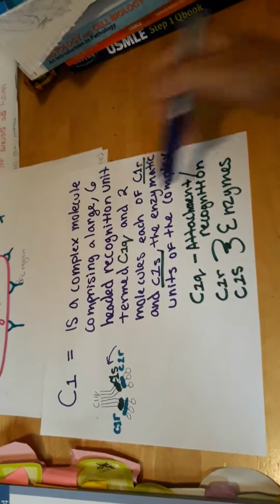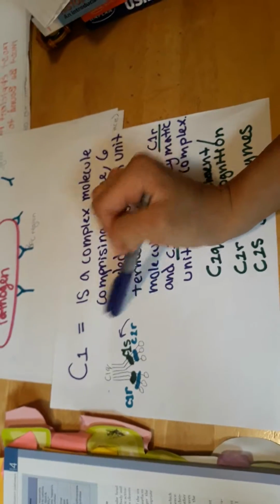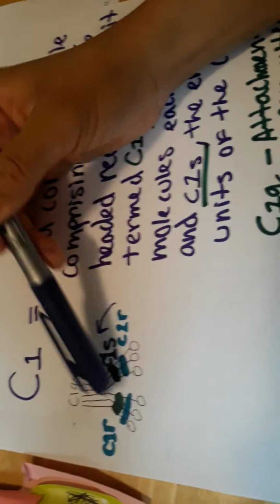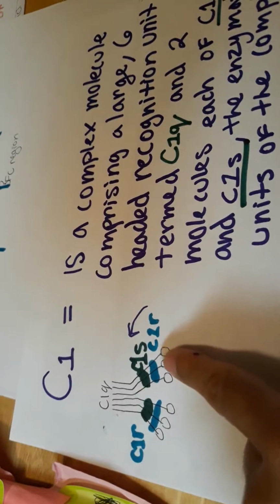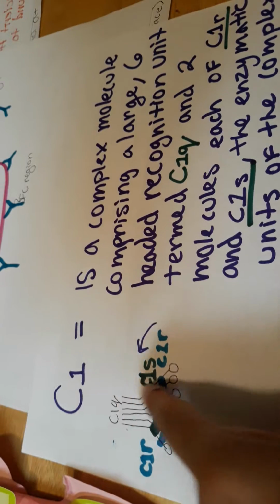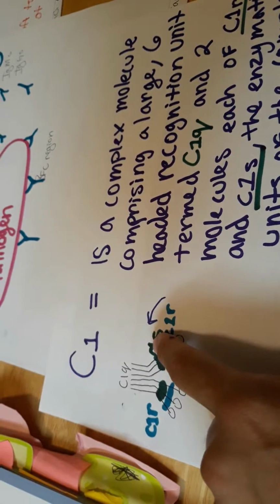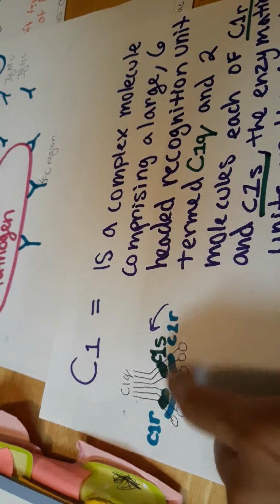The C1q actually is a six-headed region. For example, this is the C1, all this right here. And if you look closely, the C1q has six heads. It's all this here: 1, 2, 3, 4, 5, 6. All of this. And then attached to that are two C1rs and two C1ss.